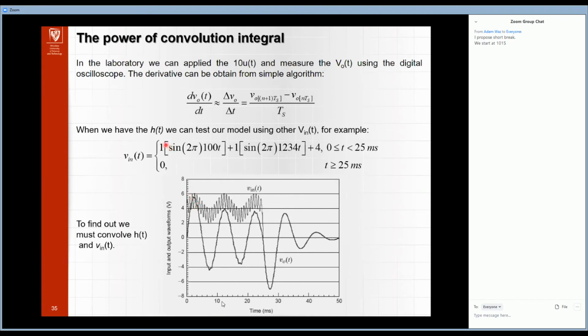Here we have this signal on the input. For example, we know that the offset is about 4, and this signal is from 0 to 25 milliseconds. After 20 milliseconds, this signal goes to 0, and this is the response of our filter. Of course, the time of response is much bigger than the input.